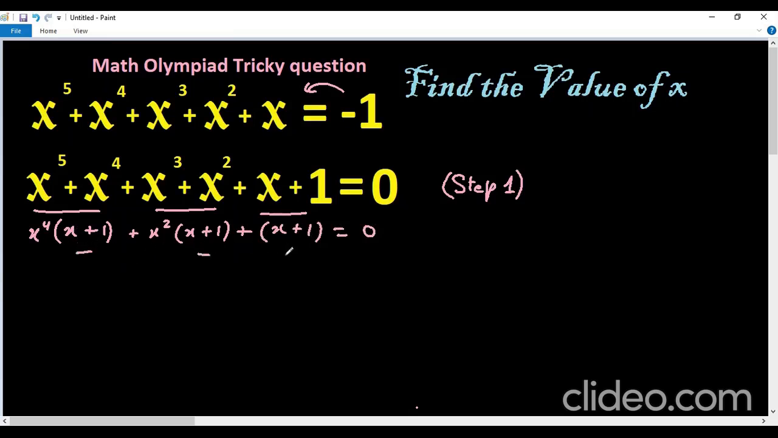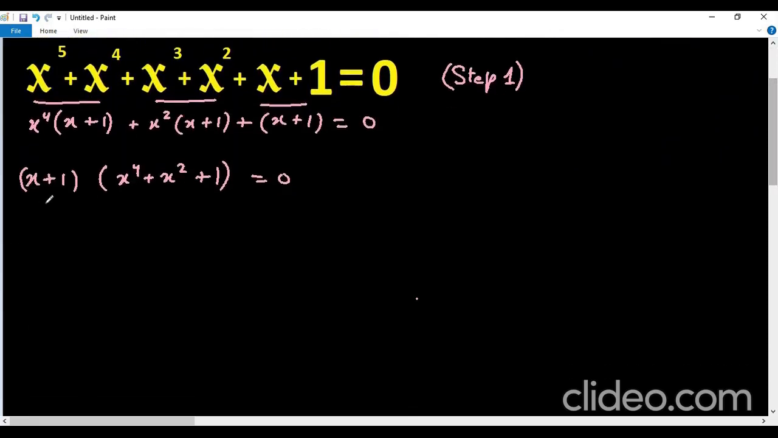Now I can see x plus 1 is common in all three. So I will write x plus 1 over here, and the remaining ones are x power 4, x square, and positive 1 from here. I will write it this way: x power 4 plus x square plus 1 in the second bracket equals 0. Now comes a situation where I will use a little trick, as a tricky question deserves something like this.